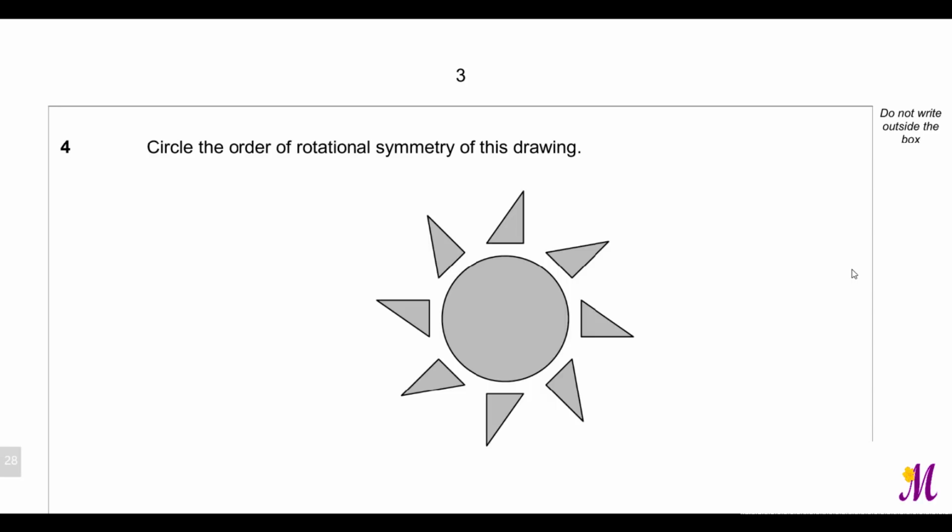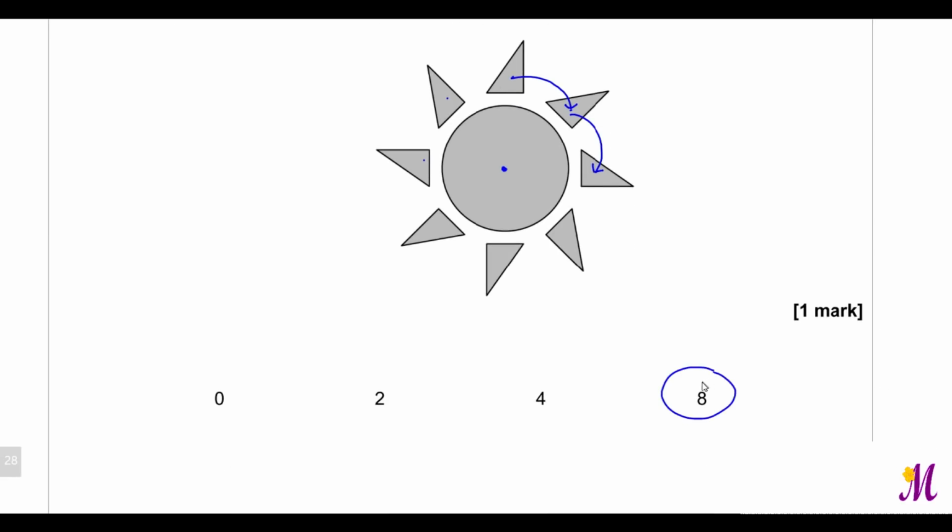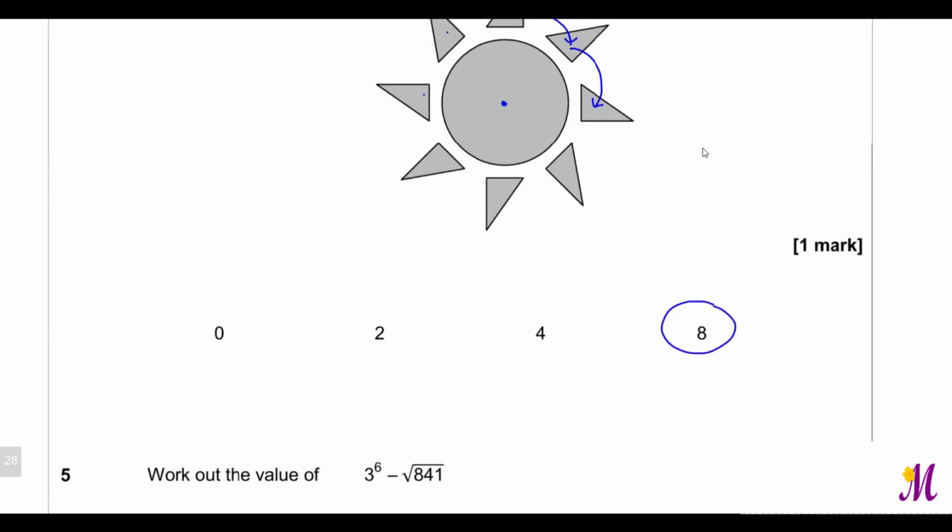Question 4. Circle the order of rotational symmetry of this drawing. Lots of triangles around a circle. All the triangles here around the circle are similar. So once we rotate about the center of the circle, this triangle moves here. So we have one symmetry, and then we can turn it again, it moves here, and so on and so forth. So we have 1, 2, 3, 4, 5, 6, 7, 8. Altogether, there are 8 rotational symmetries. Do we have that answer? Yes, we got 8 here. That's good. Let's carry on with the next question.